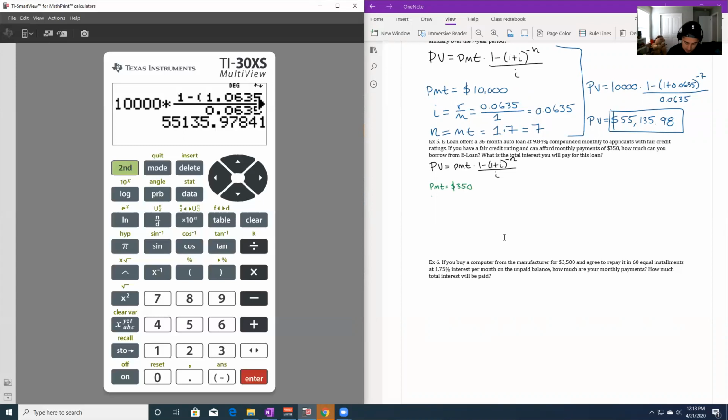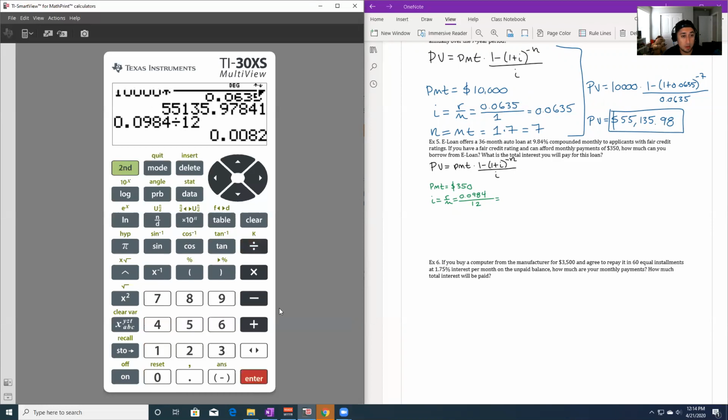My interest is rate over compoundings, so 9.84% compounded monthly, so 0.0984 over 12. I doubt that's a nice number. Oh, it is. Nice. 0.0082. Perfect.